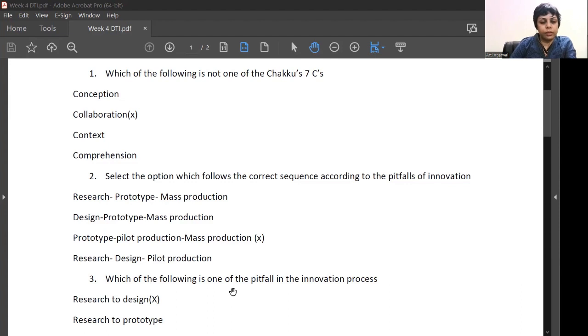Again, as you can see, the answer is already marked on the question sheet. So prototype, pilot production, and mass production is the sequence in which the pitfalls of innovation are the most likely, which has the highest pitfalls of innovation.